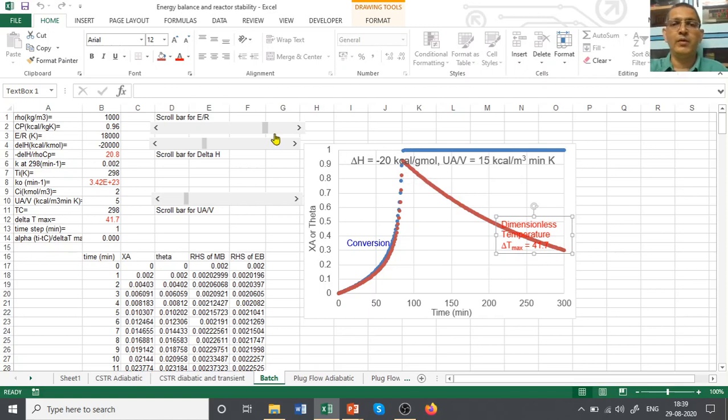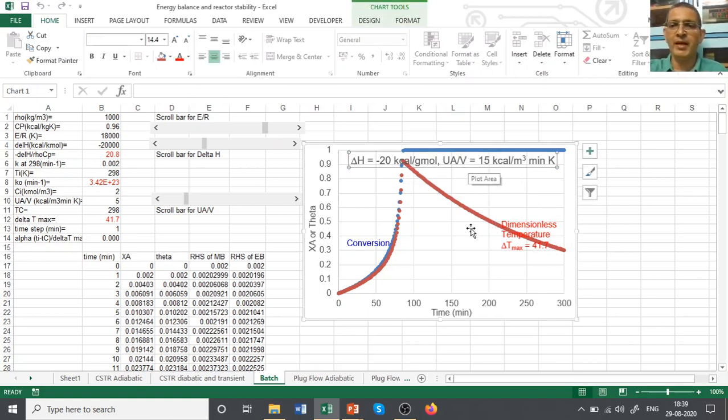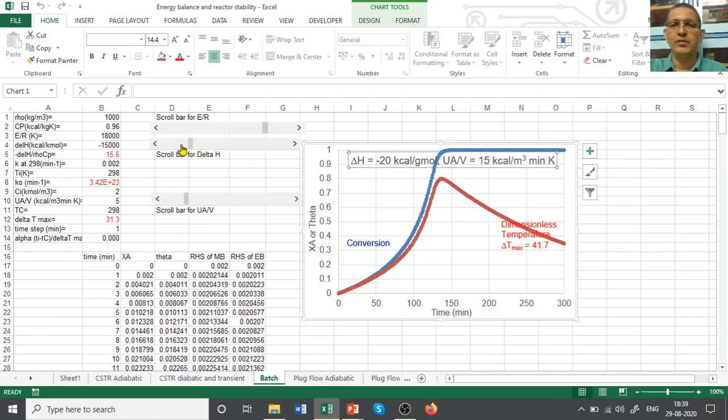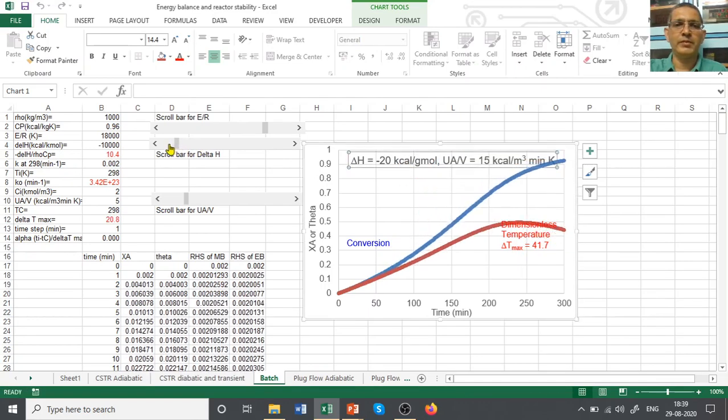Okay, now let's remove all this. I will change them dynamically. So delta H is now minus 20 kilocalories per gram mole. Let's reduce delta H, right? So delta H is now minus 10 kilocalories per gram mole.